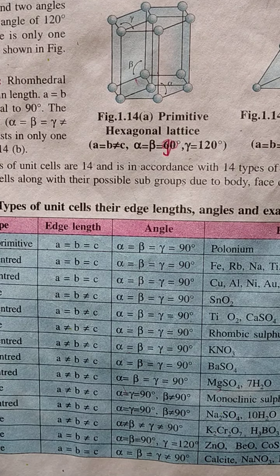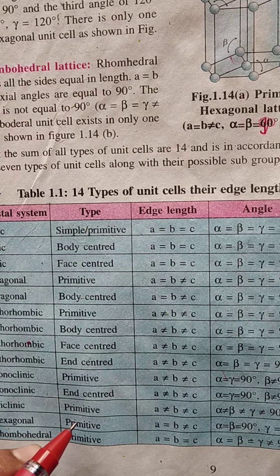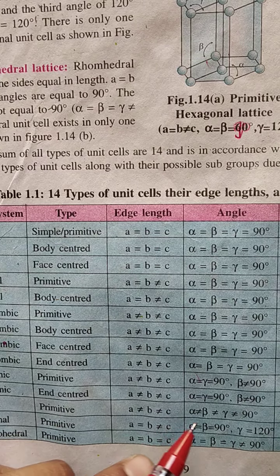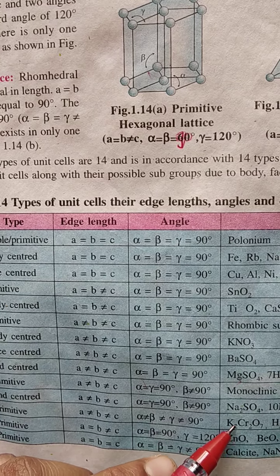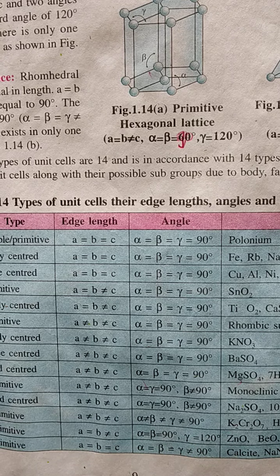Then next is triclinic. There is only one type, primitive type of unit cell. All edge lengths are not equal. Bond angles alpha, beta, gamma are not equal to 90 degree. Example for this triclinic is K2Cr2O7, H3BO3.